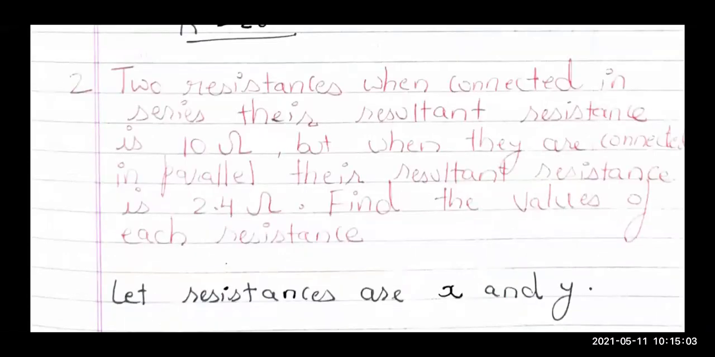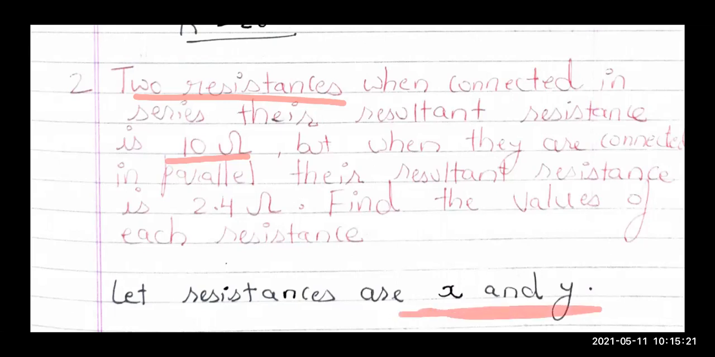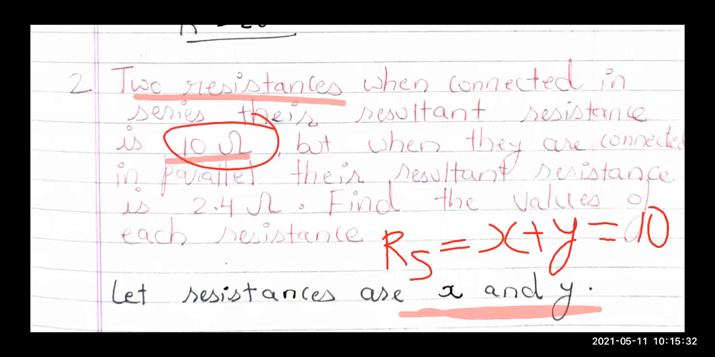Let's read the question now, here, children. Here, 2 resistances are there, right? When connected in series, the resultant is 10 ohm. So you know when you are connecting them in series, their resultant will be by adding them, right? So suppose here you are having 2 resistances, X and Y. So when they are connected in series, Rs equals X plus Y, what is the answer? 10 ohm. This is your first equation, that is X plus Y equals 10 ohm. Right? So two resistances, when they are connected in series, there is a resistance.